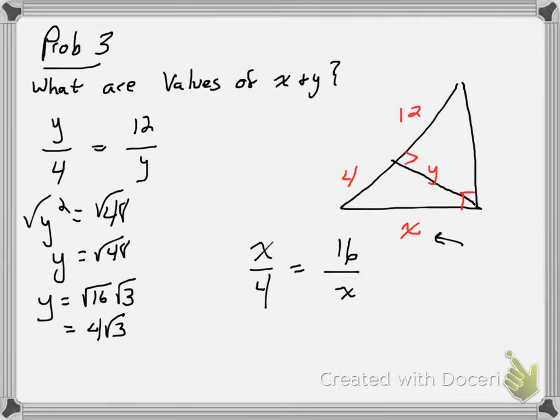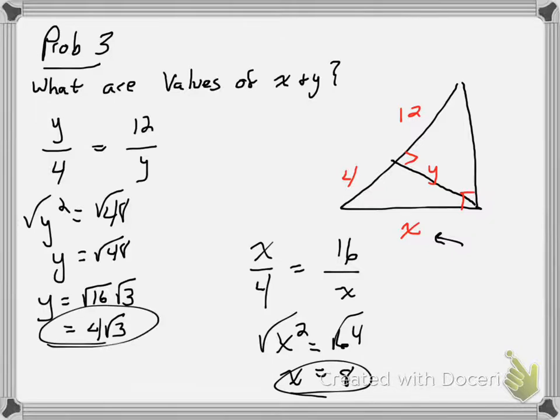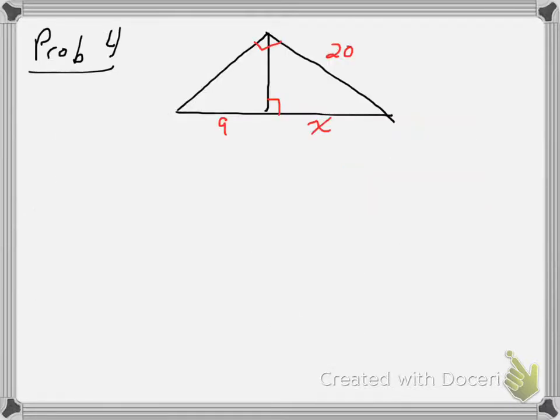You can do the same thing. Cross multiply, get x squared equals 64. Square root both sides. This one works out nicely. x equals 8. Now again, just a little reminder of algebra: it should be plus or minus 8, and this should be plus or minus 4 radical 3, but because it's a triangle and we're talking about real values, we're only going to use the positive.